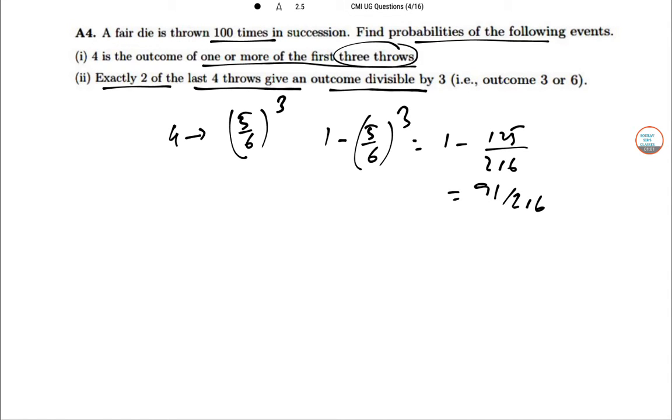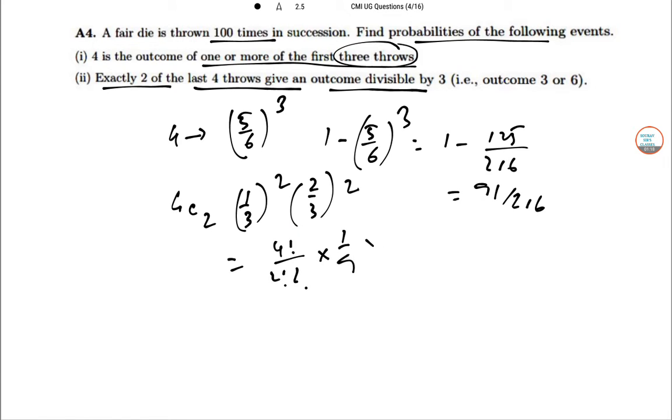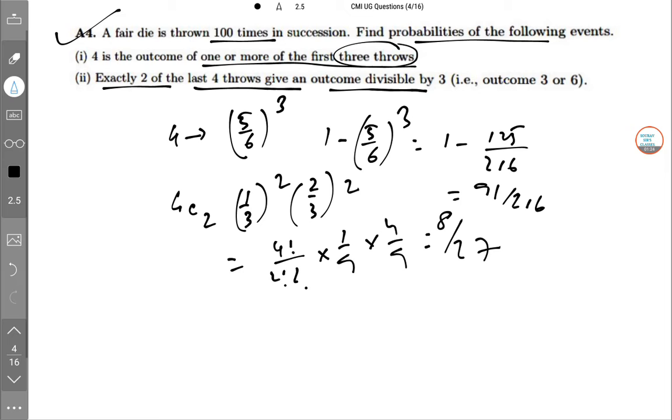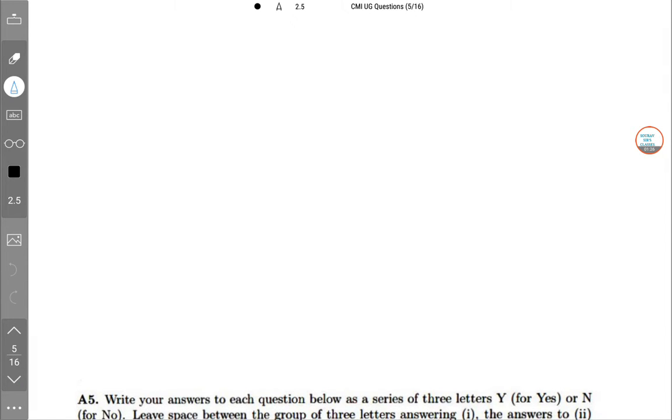The second part is exactly 2 out of 4 throws. So 4c2, any throw gives an outcome divisible by 3. So that is 1 by 3 square and 2 by 3 square. So 4c2 factor 4 2, 1 by 9 and 4 by 9. So the answer is 8 by 27. So A4 is done. Let's go to the next one, A5.